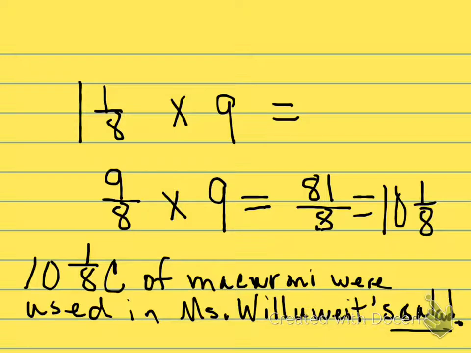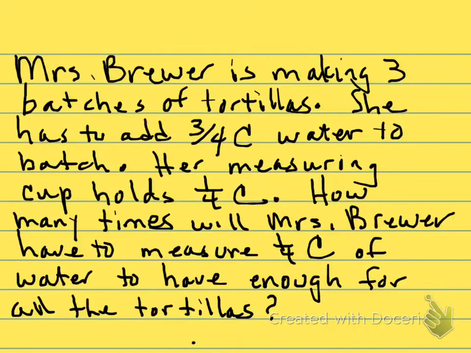All right, let's go on to our next problem. All right, here's our next problem. Mrs. Brewer is making 3 batches of tortillas. She has to add 3/4 cups of water to the batches, 3/4 to each batch. Her measuring cup holds 1/4 cup. How many times will Mrs. Brewer have to measure 1/4 cup of water to have enough for all the tortillas?